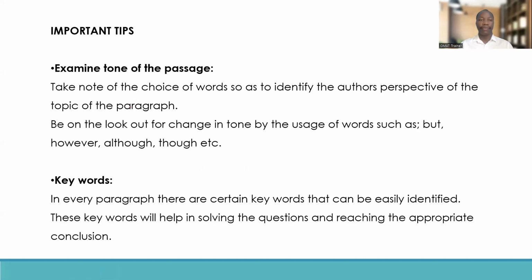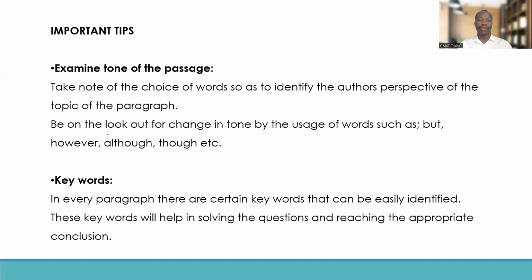Then important tips for this question type: first of all, examine the tone of the passage. This usually applies to all your critical reasoning or even reading comprehension passages, right? When you're reading through a paragraph or a passage, you should be able to identify the tone of the author. This will help you understand the message that the author is driving at, and also be in their shoes, right? So take note of the choice of words the author of that passage is going for. That could help you understand his perspective, what he's leaning towards, or what they are trying to communicate.